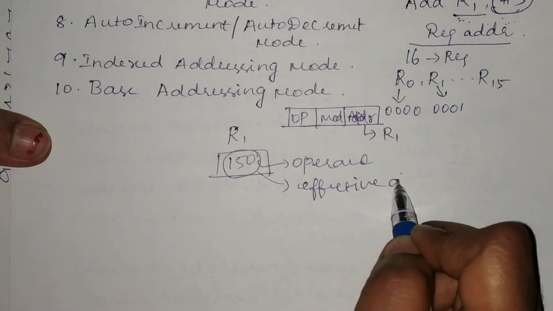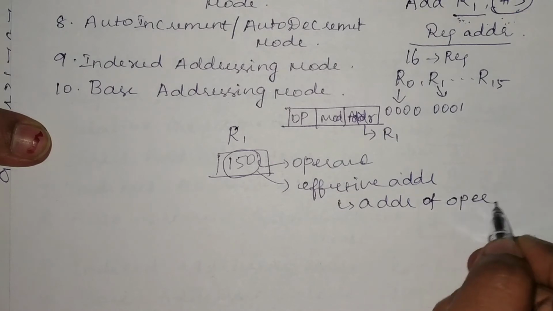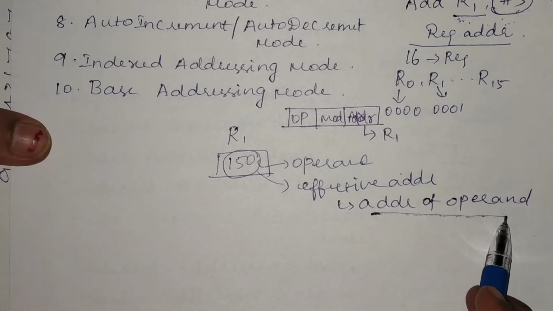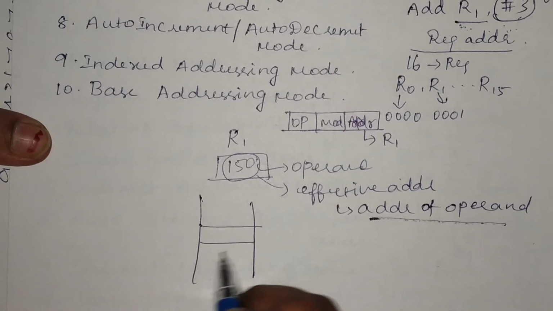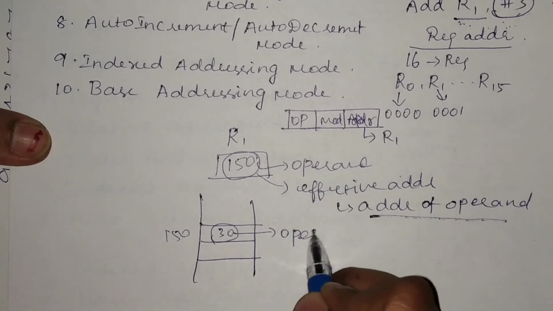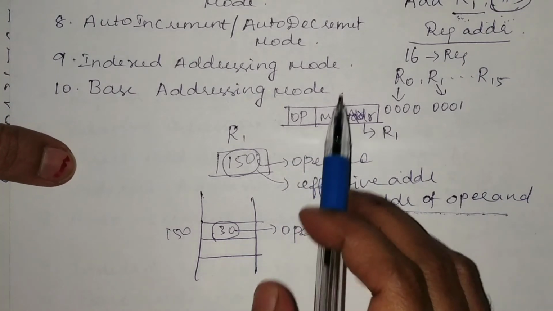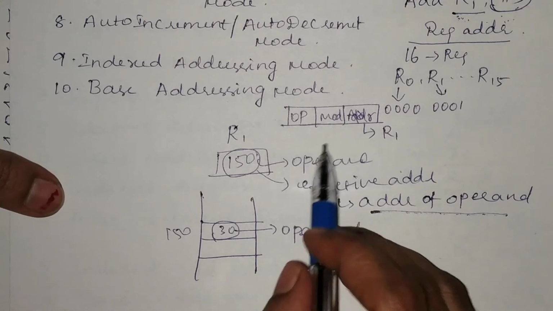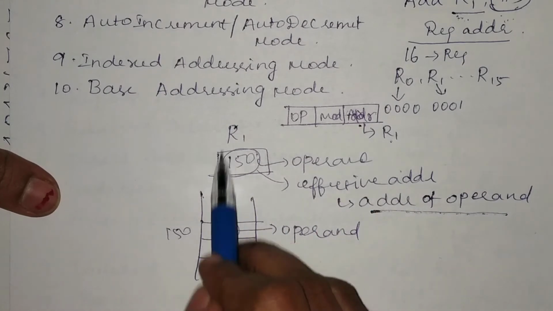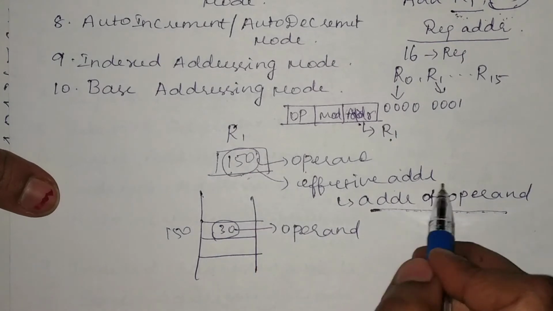The term effective address is nothing but the address of the operand. So in the memory, in a particular location, say the 150th location, whatever the content we have is nothing but the operand. So this is how register indirect addressing mode works. If you are using register indirect addressing mode in your instruction, the address part will hold the register number, and whichever content we have in that register is not the operand, but will be considered as the effective address.